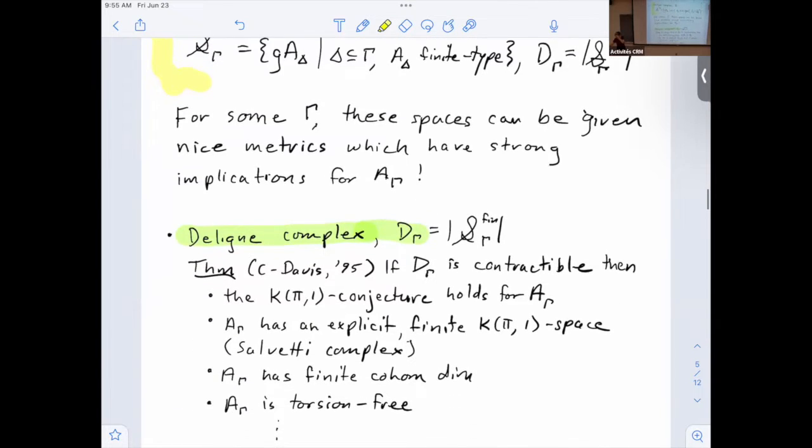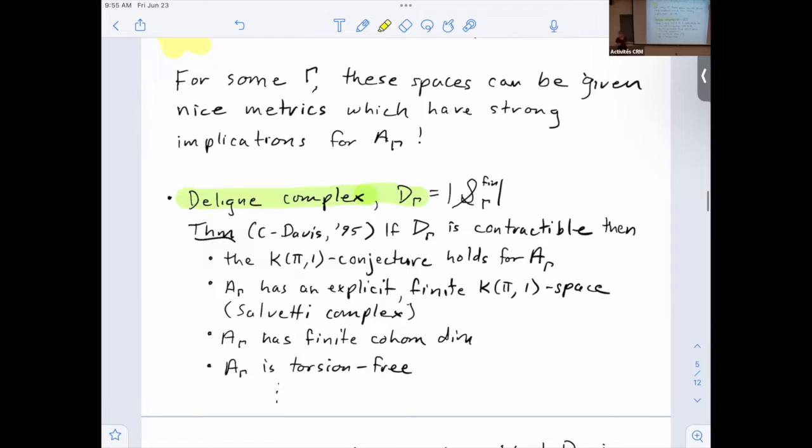Mike Davis and I introduced this in the 1990s. As I said, it's a variation on something Deligne introduced earlier to study finite type ones, but we were the first ones to look at the infinite type case. So this complex is tremendously useful for studying Artin groups, it turns out. Okay, so what do we know about it?